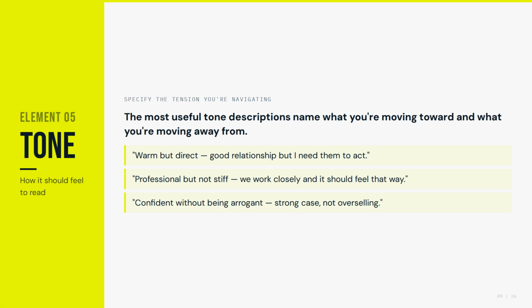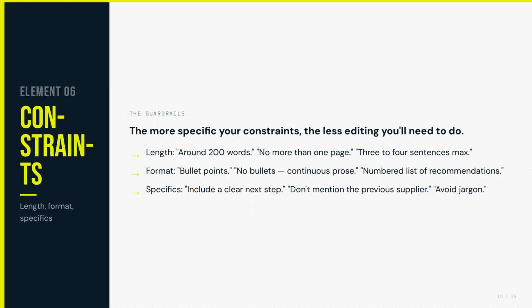You can also reference a specific piece of writing you've already produced and liked. Match the tone of the email I sent last month, and then paste that email in. Claude AI can calibrate its tone against an example as well as it can against a description. Element 6, constraints. Length, format, and anything specific that the output must include or avoid. Length, around 200 words. No more than 1 page.